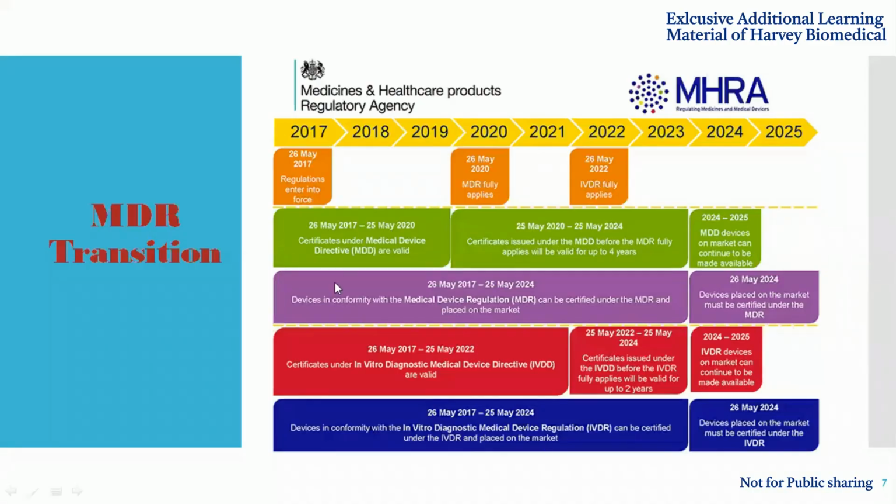If you see this in the brinjal color, from 26th May 2017 to 25th May 2025, a device in conformity with the medical device regulations can be certified under MDR and placed on the market. Devices placed on the market must be certified under the MDR after 26th May 2024. You got it? In the same way for IVDD, there are 2 years, the same 2024-2025.